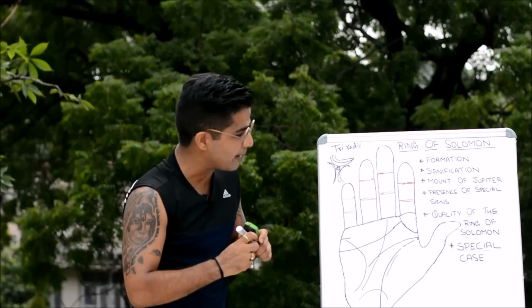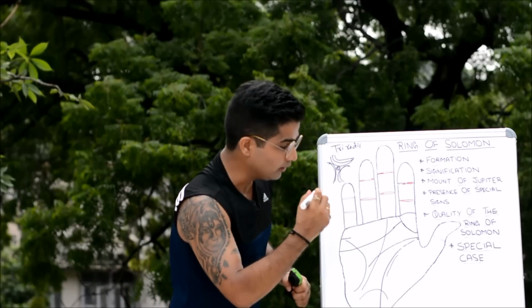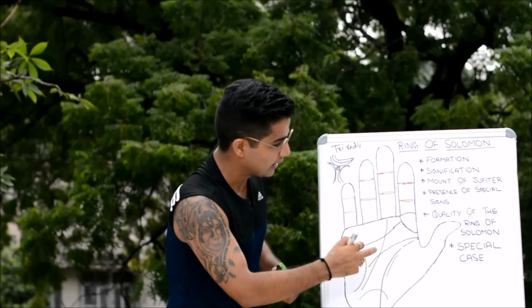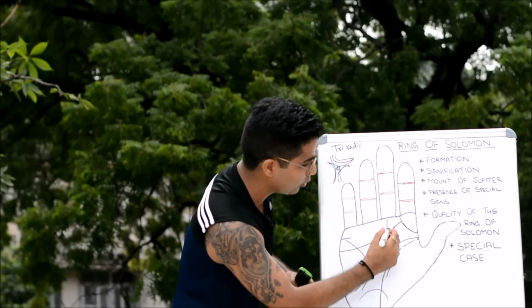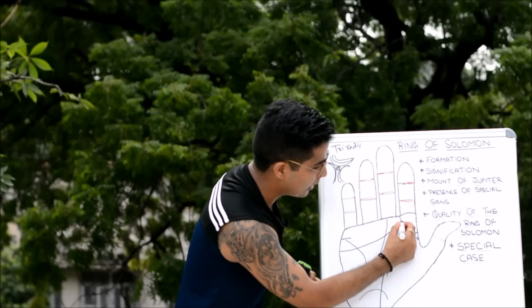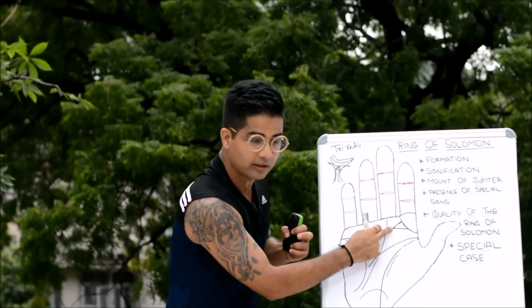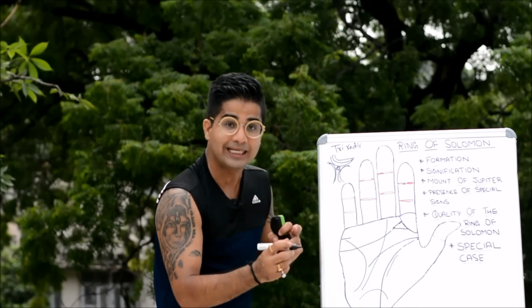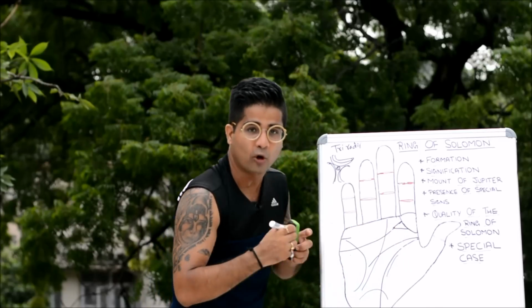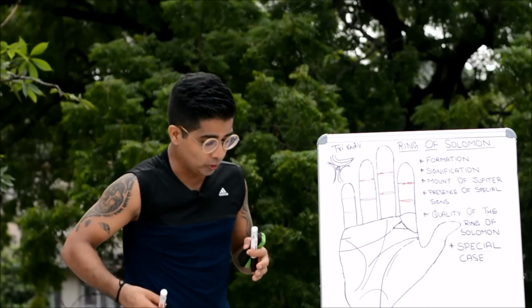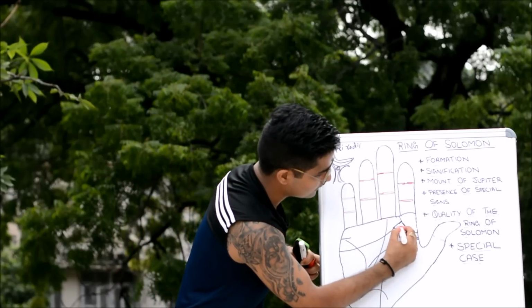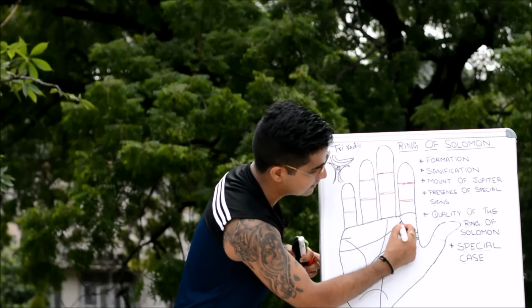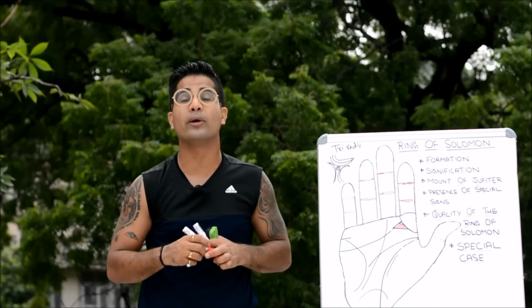And next is, for example, let's say you have spotted the heart line sending a fork onto the ring of Solomon. So something like this. As we can see, the heart line has a fork kind of combination, and it is making a sort of triangle over here on the ring of Solomon. It is making a triangle here, as you can see. So this is considered a very positive sign.